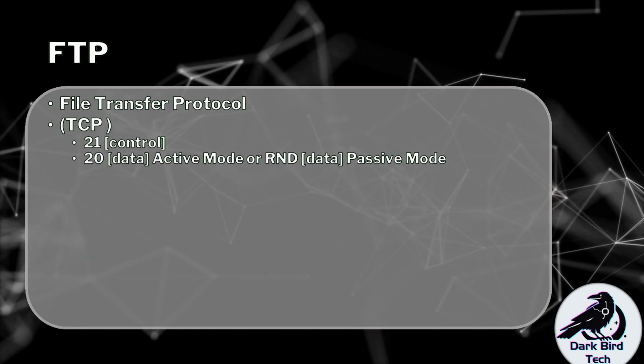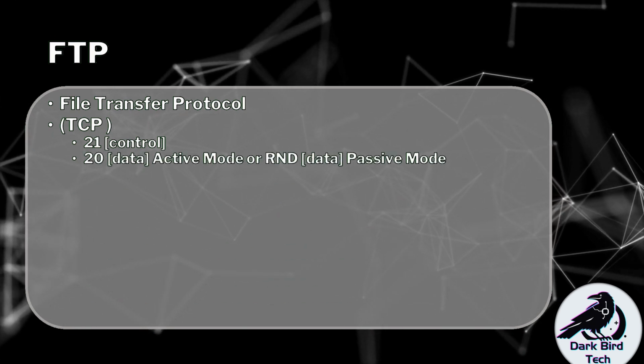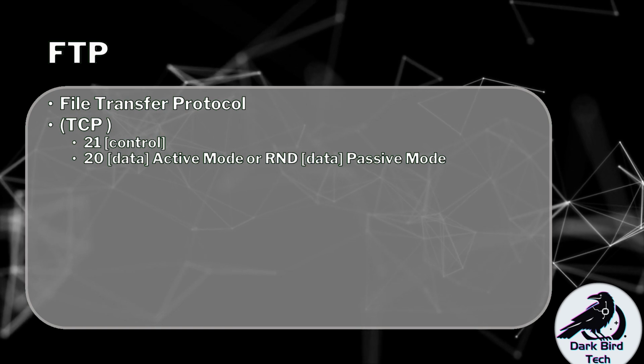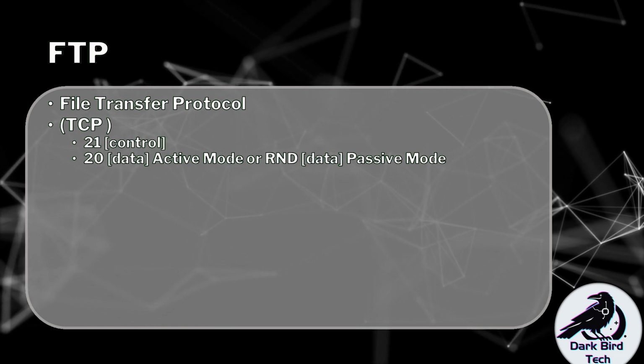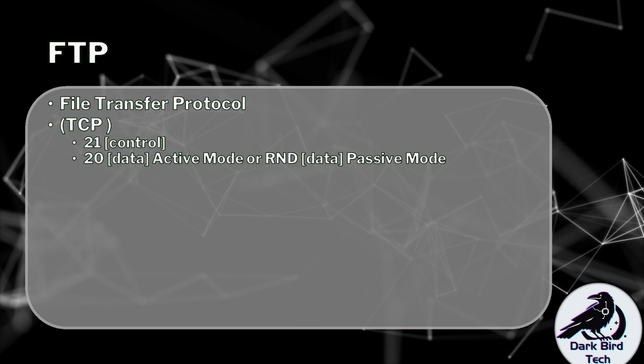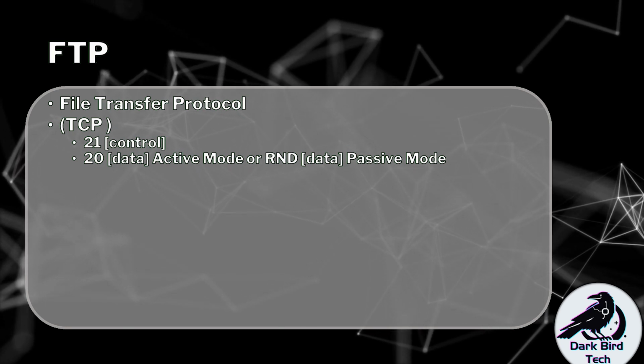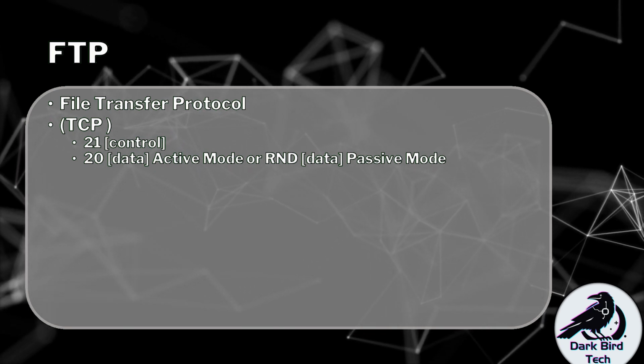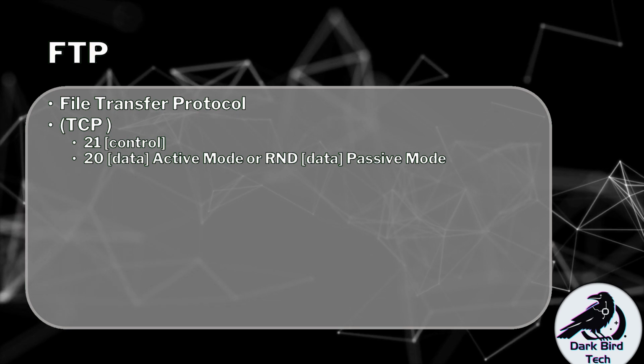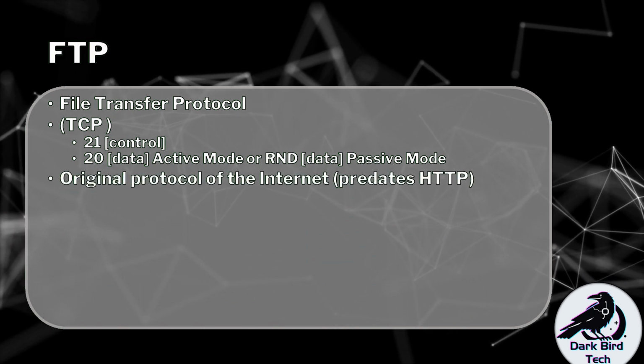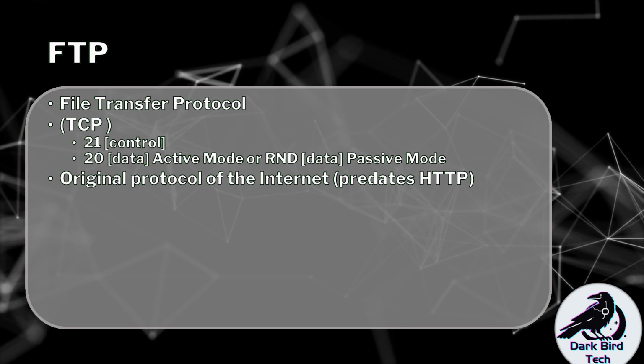And then you will either use port 20 to upload and download files if you're running FTP in active mode, or it'll use a random port number for the data upload and download if you're running FTP in what's called passive mode. Now, it is actually the original protocol of the internet, predating HTTP's use on it.